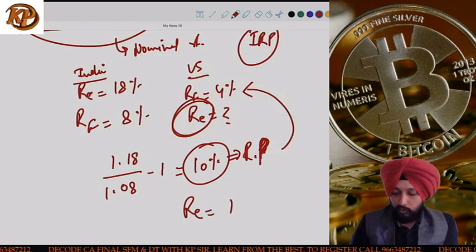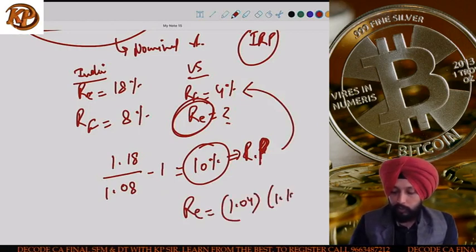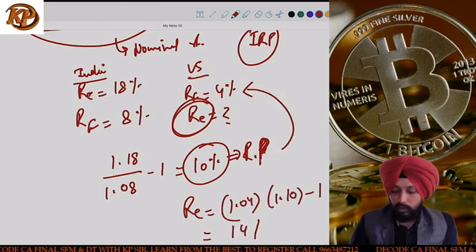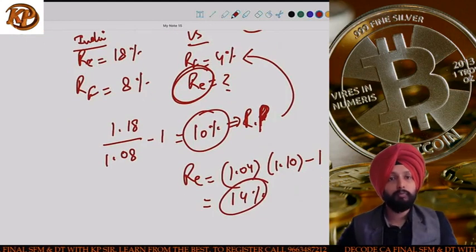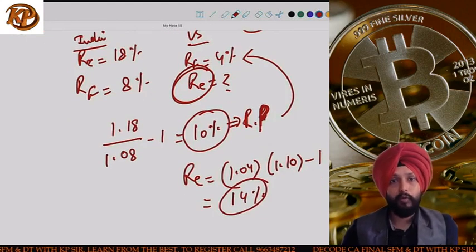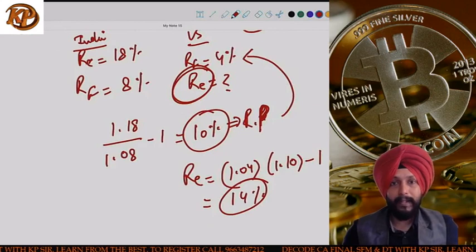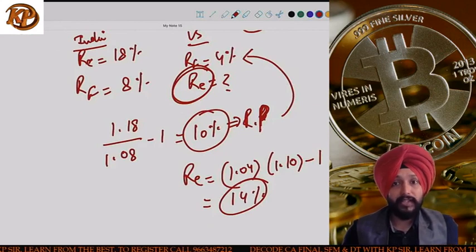Then what is RE in US? 1.04 into 1.10 minus 1. This will give me 14% approximately. This is the process you have to follow in case of foreign currency approach. I hope, guys, we are fine with this.